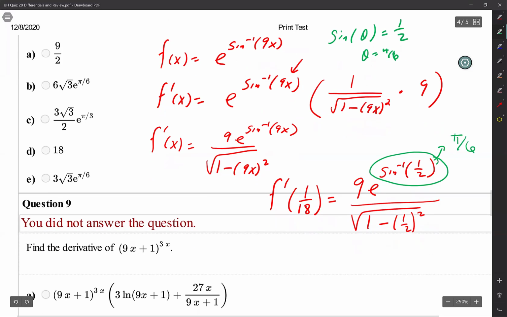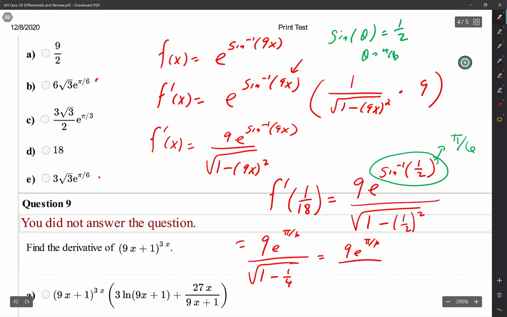So let's see. I only see one with pi. Oh, there's two of them, it's between these two. 9e to the pi over 6 over the square root of 1 minus 1/4. Let's continue to simplify. That turns into the square root of 3/4. So now I have 9e to the pi over 6 over the square root of 3 over 2. Then you can move that 2 up, 9 times 2 is 18. So where do I write it?